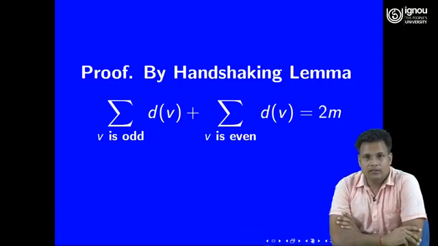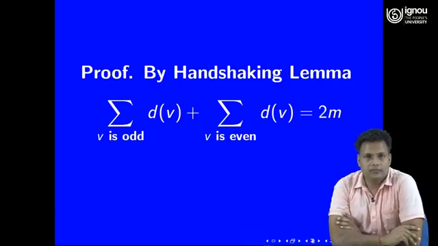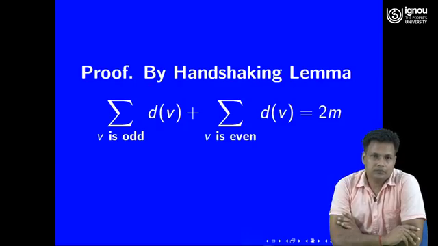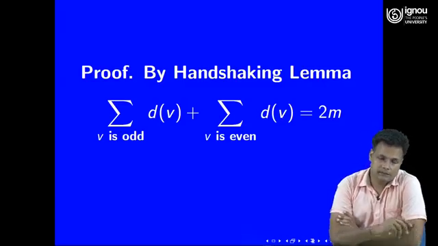So still the sum is twice the number of edges. Now on the right hand side we have an even number, and hence the left hand side must also be even. But if you look at the second quantity, the sum of dV where V is an even vertex, this quantity is an even number because dV is even, and hence the quantity sum dV where V is odd must be an even number, right?